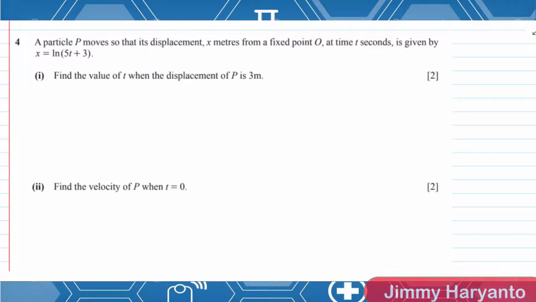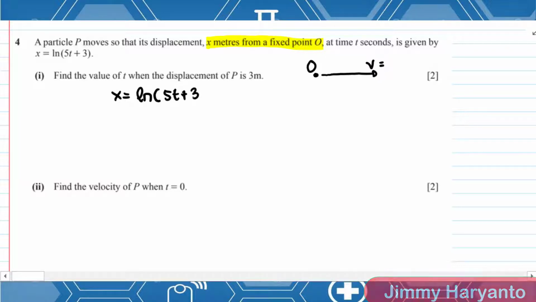Okay, number 4. A particle P moves so that its displacement x equals ln(5t plus 3). Yeah, so this is important. x meters from a fixed point O. So this particle starts from O and goes to the right side with some velocity. And x equals ln, so I will write x equals ln(5t plus 3).